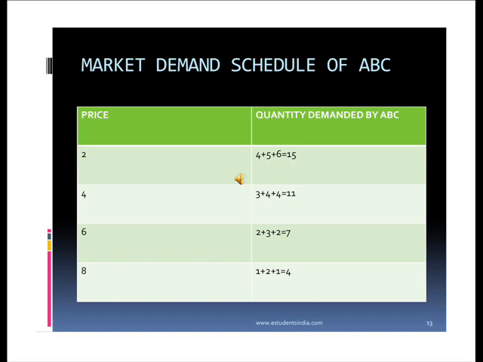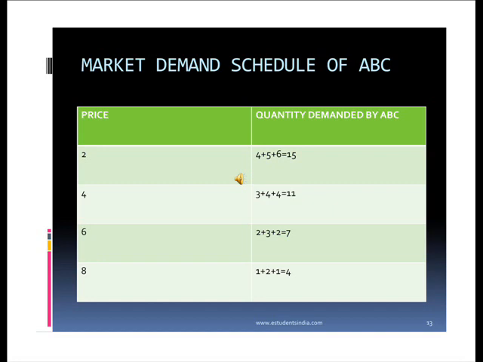When the price is 4, 3 is the quantity demanded by A, 4 is the quantity demanded by B, and 4 is the quantity demanded by C. So the quantity demanded by A, B, and C is 3 plus 4 plus 4, 11. When the price is 6, 2 plus 3 plus 2, 7. When the price is 8, 1 plus 2 plus 1 is equal to 4. 4 is the quantity demanded by ABC.